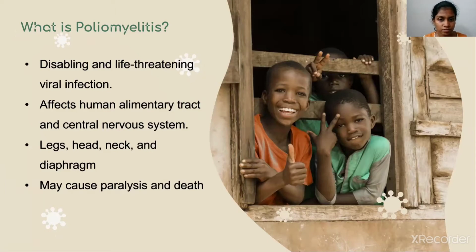The legs are the most often affected, although head, neck, and diaphragm muscles are also susceptible to the virus. About 2% of the children and 15 to 30% of the adults die as a result of muscular weakness if they are affected by polio.